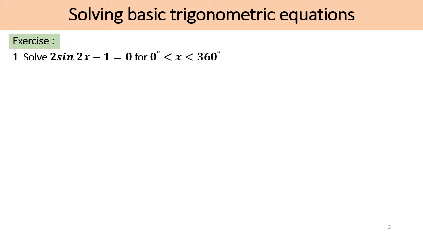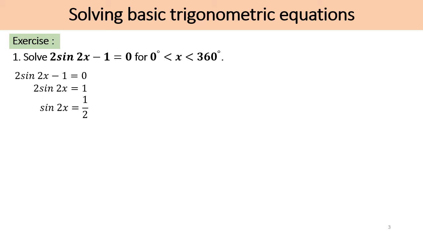Now let's take a look at the exercise. For the first question, we need to solve 2 sine 2x minus 1 equals 0 for x between 0 and 360 degrees. Before we start solving, we need to rearrange the given equation so that we have sine 2x as the subject. Once we rearrange everything, we get sine 2x is equal to 1 over 2.